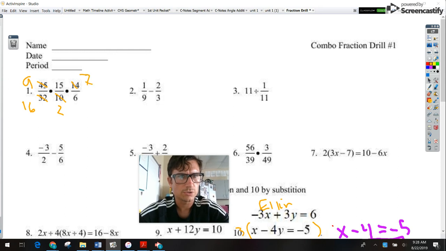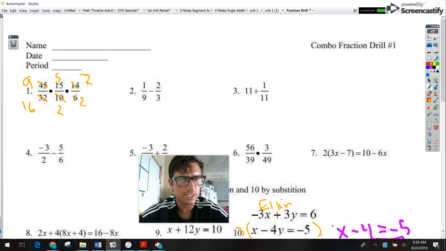So again, going through the diagonal. Here to here is okay. 15 and 6, we can do that. Both are divisible by 3. 6 divided by 3 is 2, and 15 divided by 3 is 5. Just checking other individual or diagonal cross simplifications as we can.